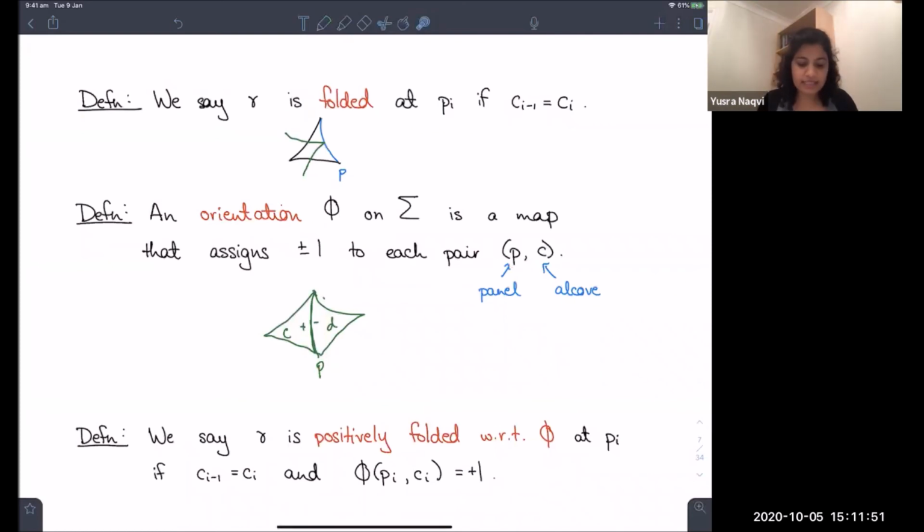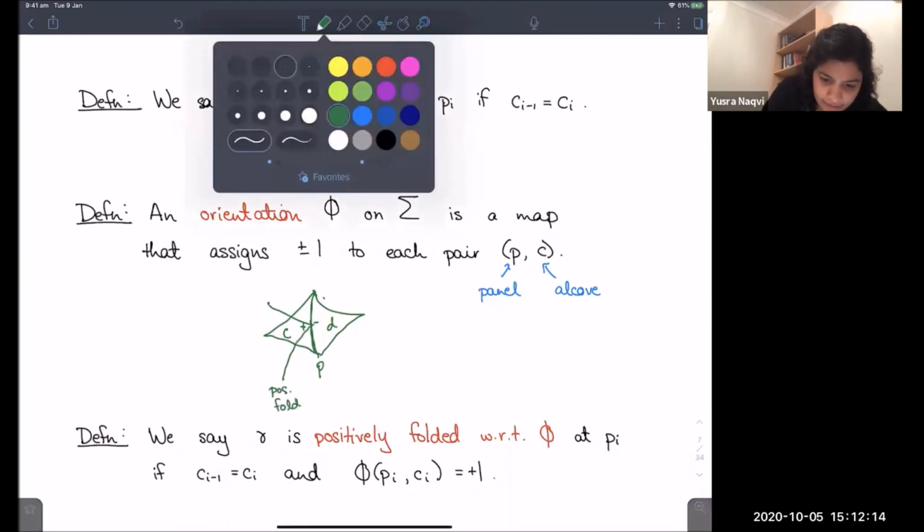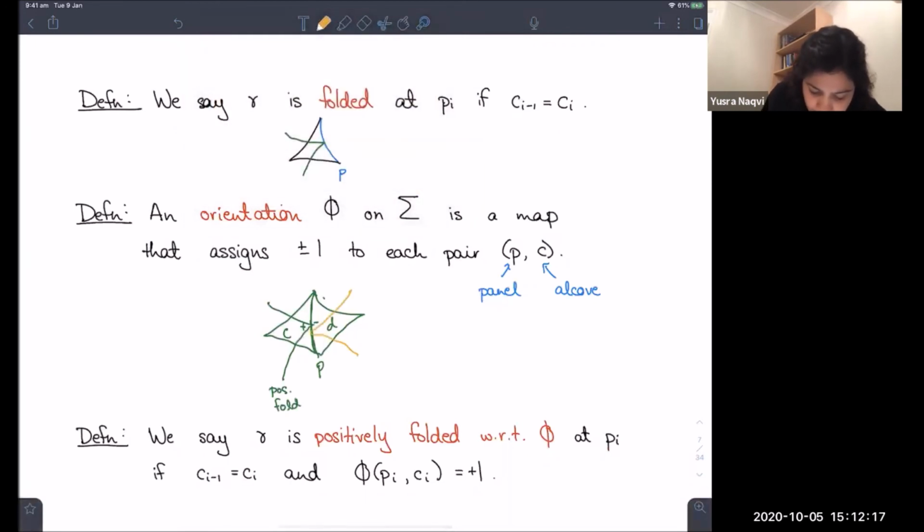And once I have this, I would say that my combinatorial gallery is positively folded if I, first of all, have a fold. It's positively folded at P_i if I have a fold and that fold is on a positive side. So this here is positively folded. And if I come from the other side, this here is negatively folded.